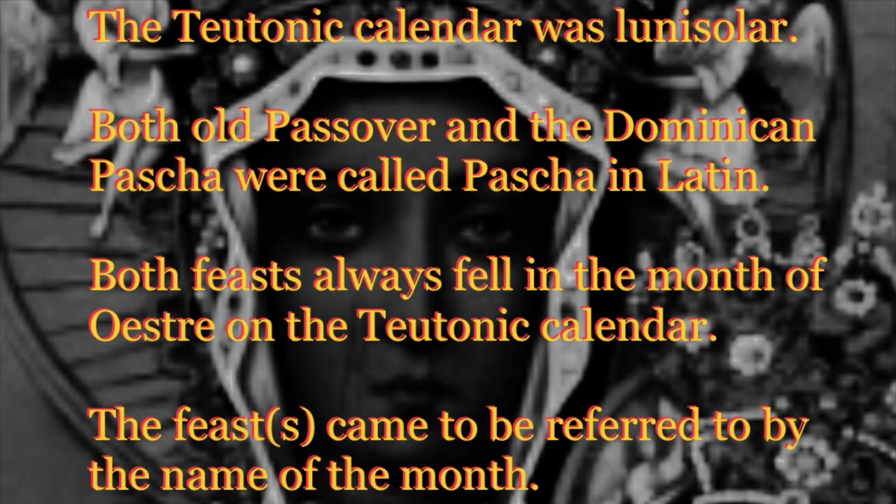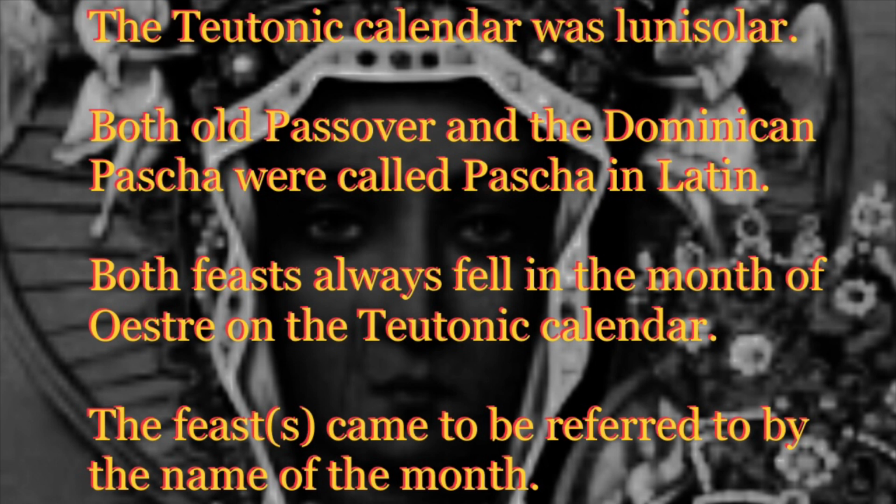So the Dominican Pascha would be the Pascha which falls on the first Sunday after the Quartodeciman Pascha, or after the Old Passover. And both feasts consistently fell in a month on the Teutonic calendar with a name along the lines of Östre, which was the etymological ancestor of the English word Easter and the German word Ostern. And ultimately, both feasts, which were called Pascha in Latin, came to be referred to by the name of that month on the Teutonic calendar, within which they consistently fell, in various Teutonic languages, various Germanic languages, whether it be older forms of German, older forms of English, and whatever the common ancestor of those languages were.